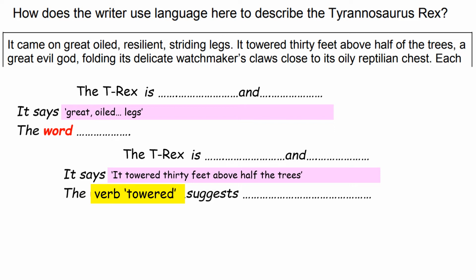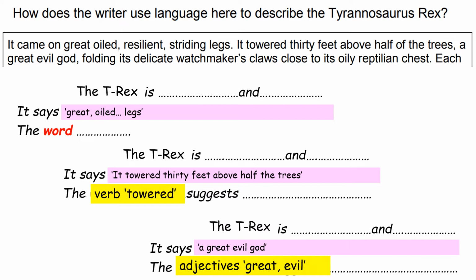And I know that towered is a verb, so I'm not going to say the word towered, I'm going to say the verb towered suggests how big the T-Rex is, that it's like a tall tower, a tall building that is so high it's looking down on even the tops of the trees.